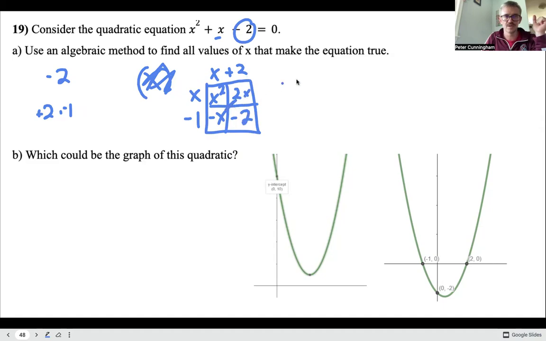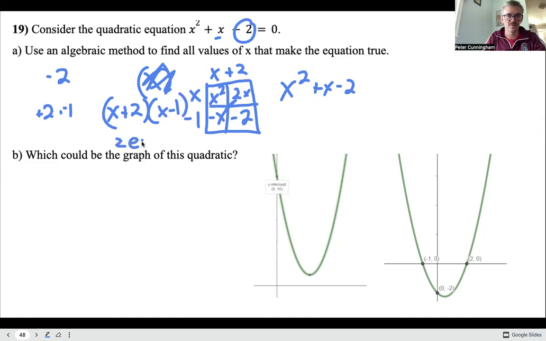Add those up, and you get x squared plus x minus 2. Okay, so I could factor here. X plus 2 and x minus 1 are my factors, which means my zeros are x equals -2 and x equals 1. It says use any algebraic method.